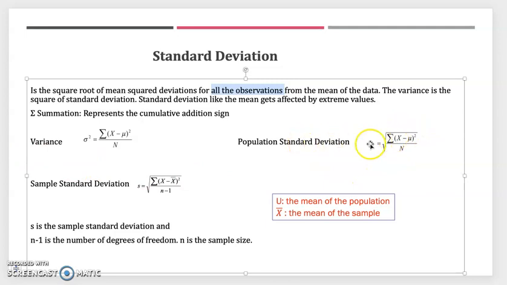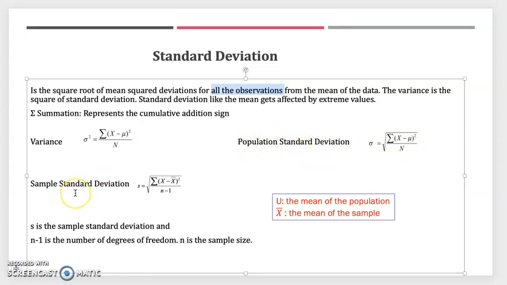That's how we get sigma, which we call the population standard deviation. Here, the capital N represents the number of the population. You use all the observations minus mu, where mu is the mean of the population. We square that and add it all together, divide by N, and take the square root. We have the standard deviation for the population.